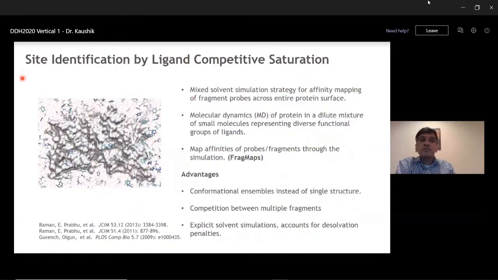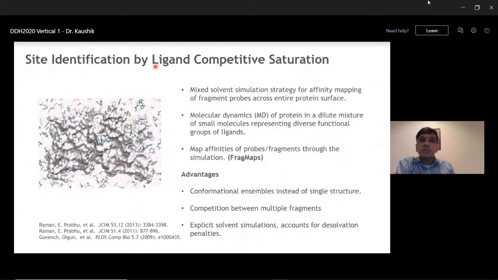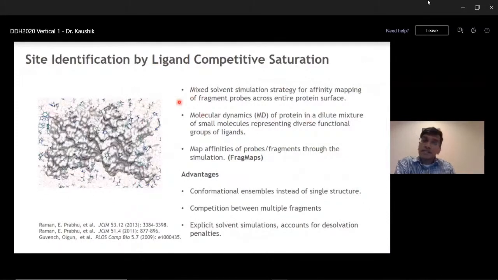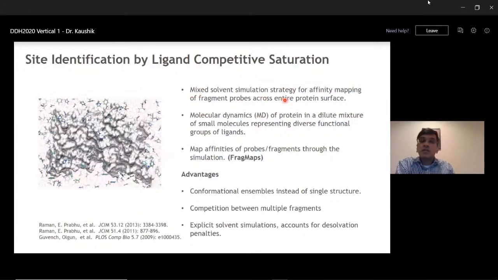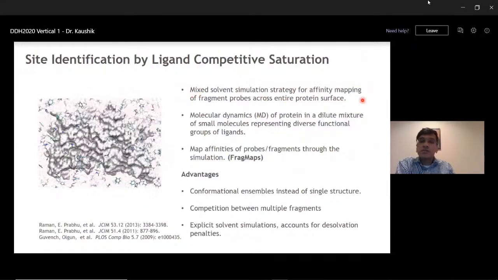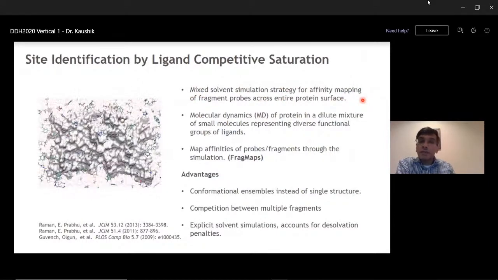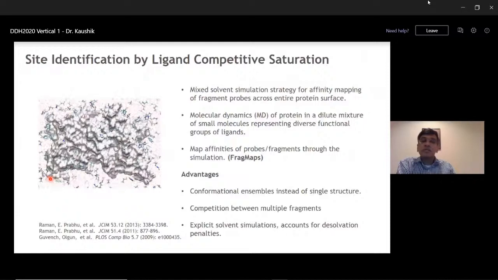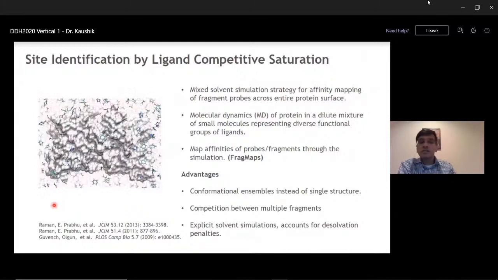SILCS is an acronym for site identification by ligand competitive saturation. It is a mixed solvent simulation strategy that's useful for affinity mapping of different fragment probes across an entire protein surface. So what really happens in SILCS is this.